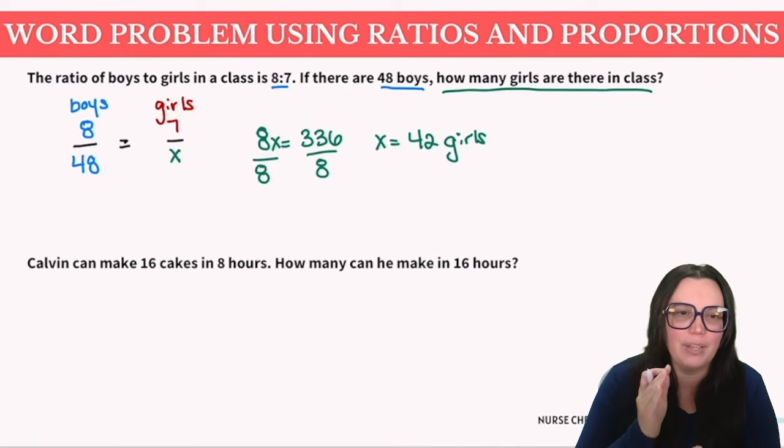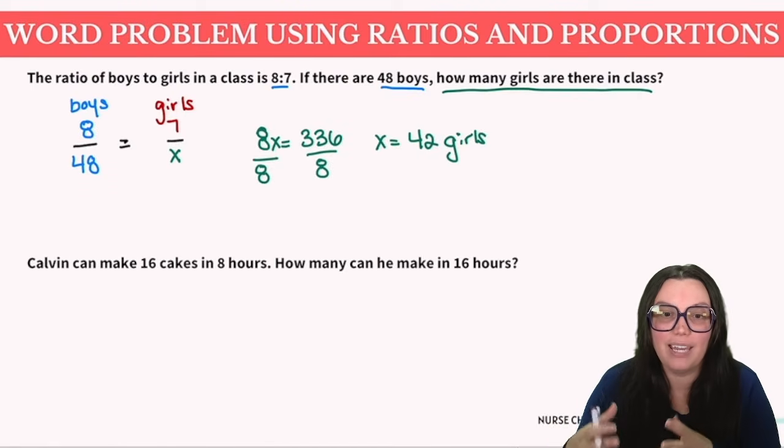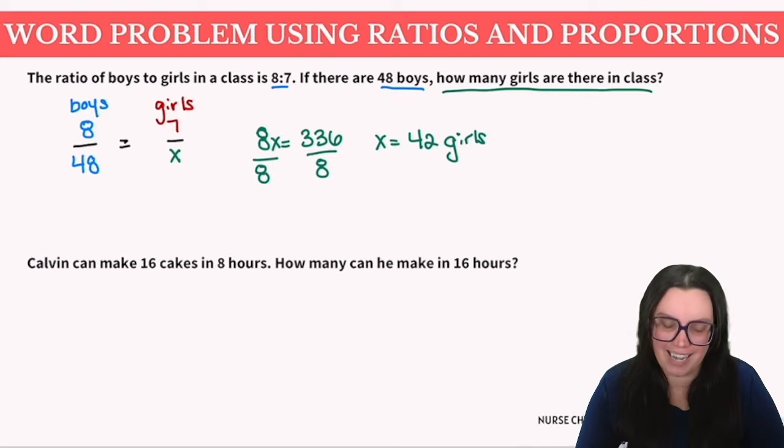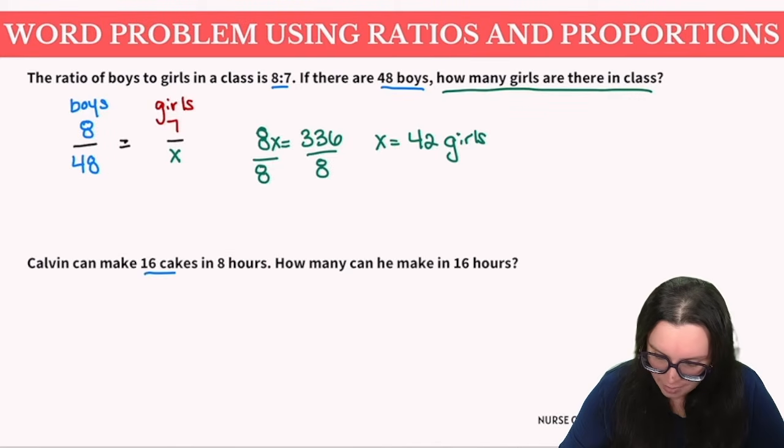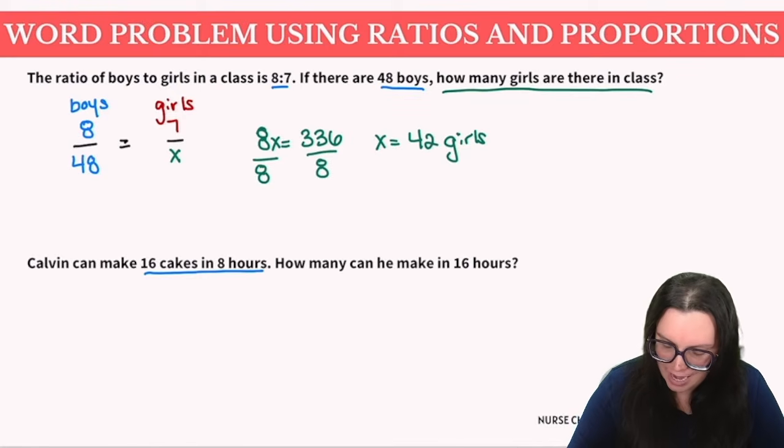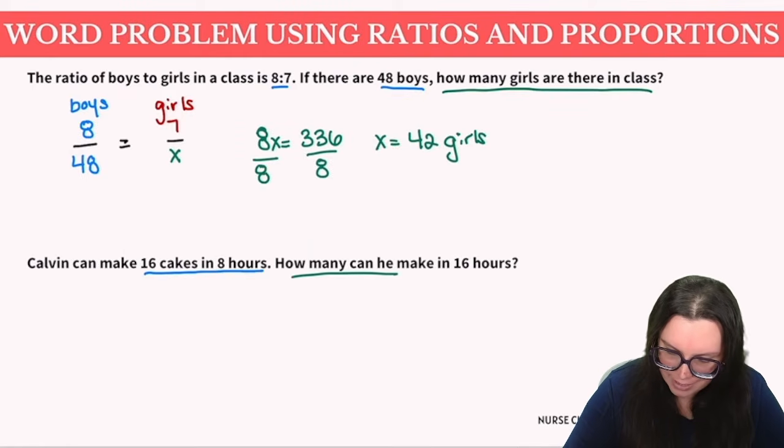Our next example is Calvin can make 16 cakes in 8 hours. How many cakes can he make in 16 hours? So again, what do we know? We know that Calvin can make 16 cakes in 8 hours. But what we don't know is how many cakes he can make in 16 hours.